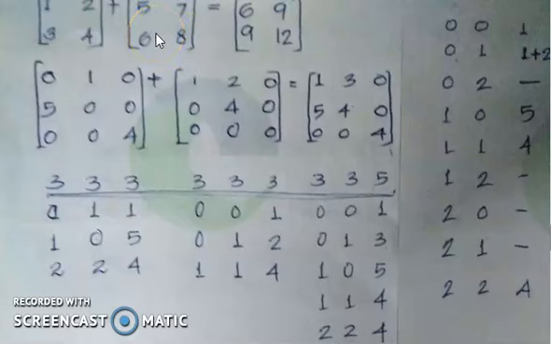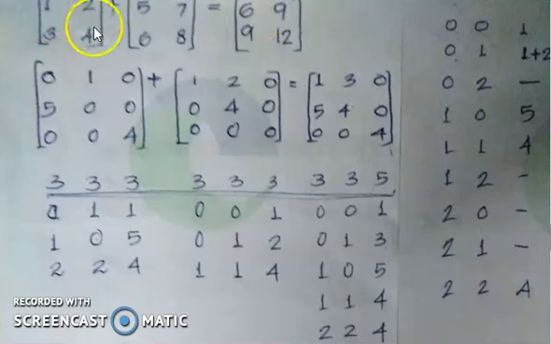Then what we have to do is just add the corresponding values to generate the sum matrix. In other words, if this is A and this is B, then the sum C can be generated as C of ij equals A of ij plus B of ij. Am I right? Very simple.